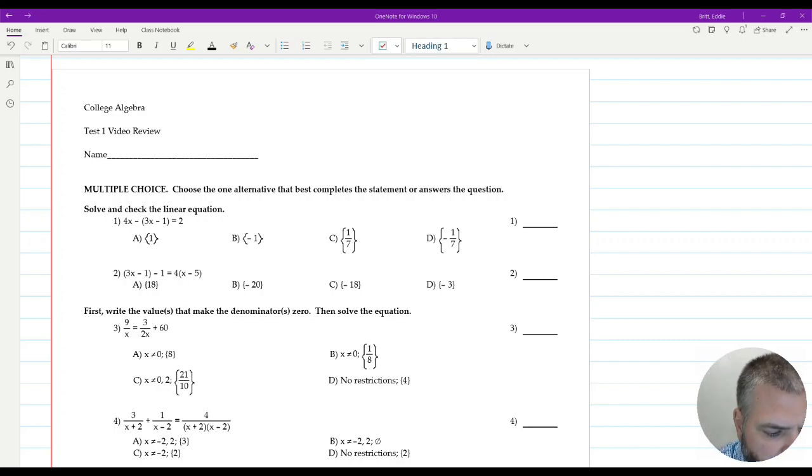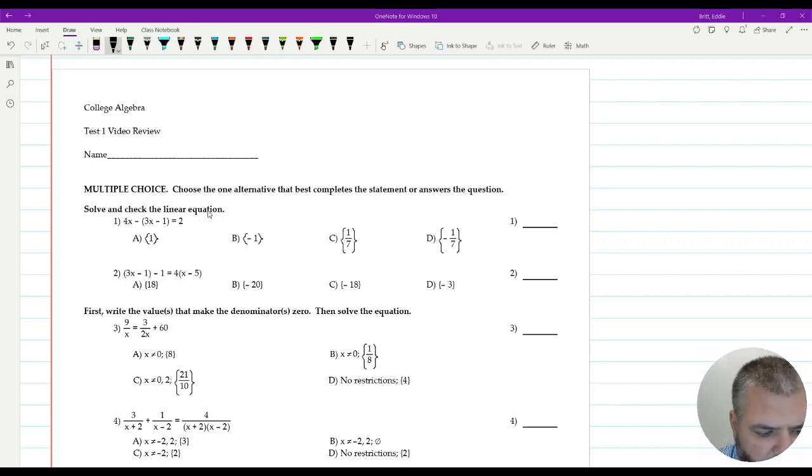Alright, let's look at problem number 1. This is solve and check the linear equation. Of course, this is a test, so you don't have to check it if you don't have the time. But if you have the time, then do go through and check it. But I probably won't check it just to save time.